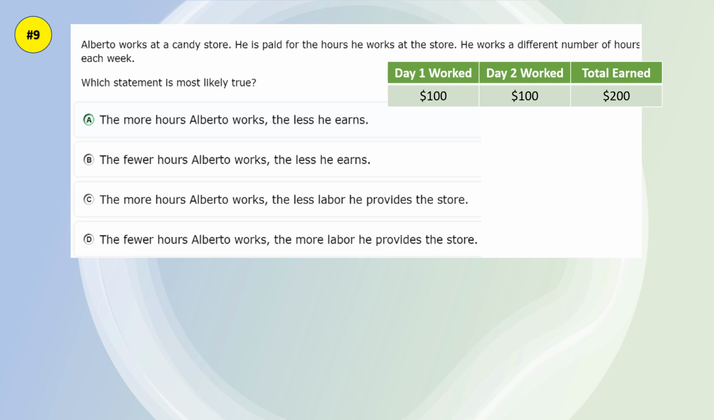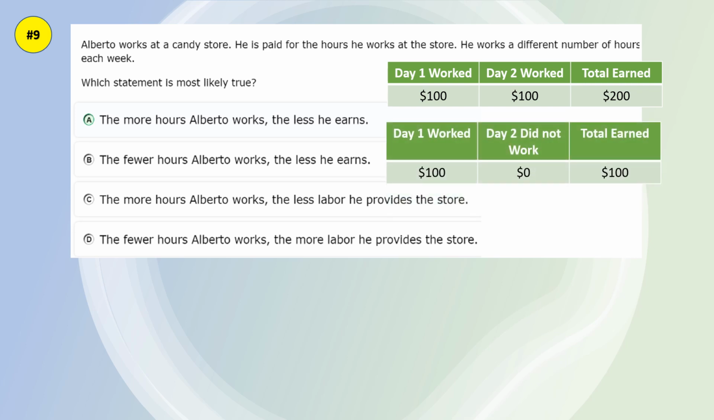B says the fewer hours he works, the less he earns. Well, let's see. Same amount of money, but this time he's going to work less, right? So this is my example. So for day 1, let's say he works and he gets $100. Day 2, he does not work. You don't work, you don't get any money. So put a 0 there. So that means the total earned for those 2 days would be $100. So answer choice B is true. The fewer hours Alberto works, the less money he earns. You can't get paid for doing nothing, okay? So that means that our correct answer is B.